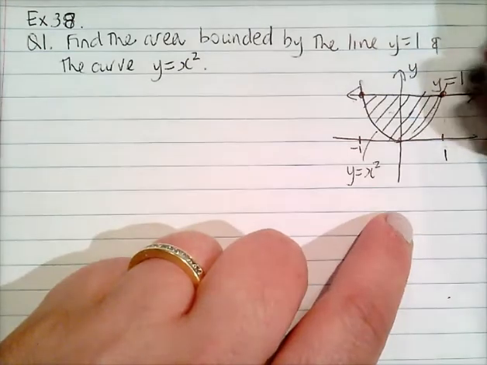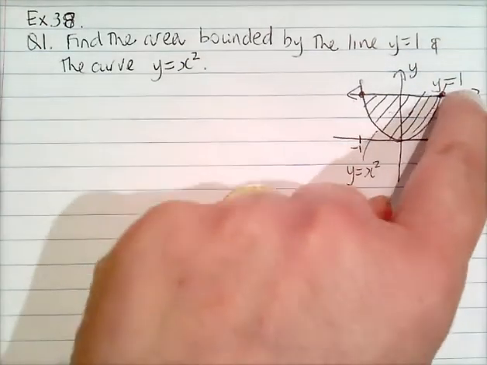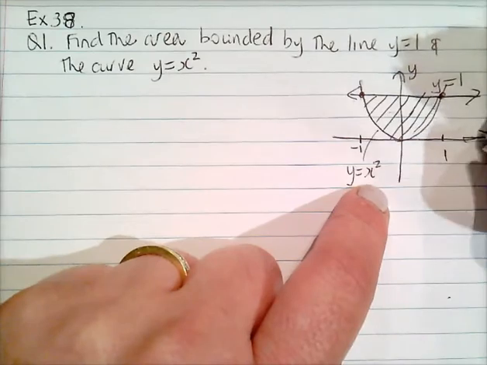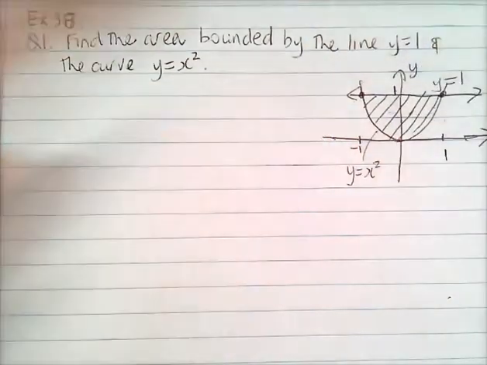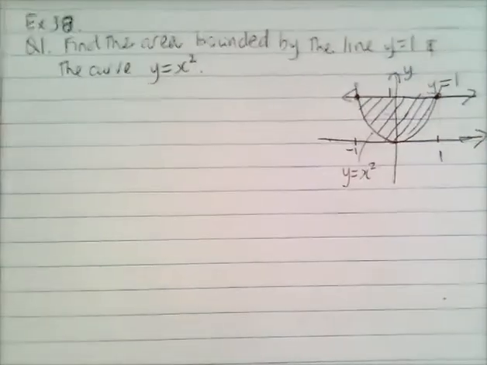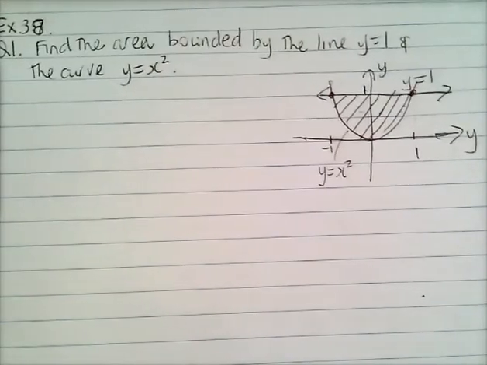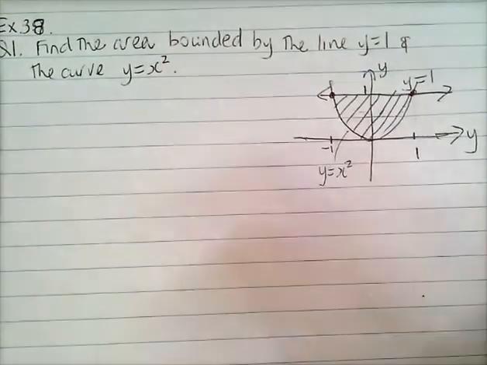So this is the line y equals 1. Be careful here. This is not the y-axis. This is the y-axis down here, and this is the line y equals 1. Okay, so a few different approaches that we can take. Okay, now actually I'll do the other way first.